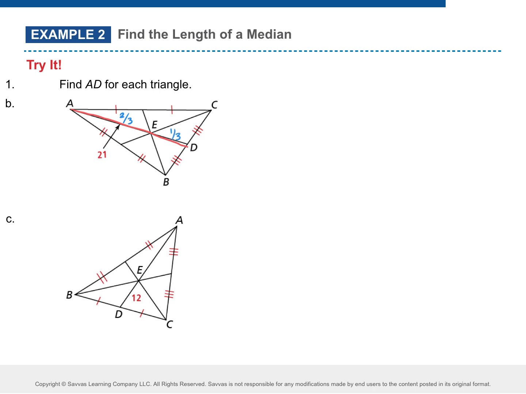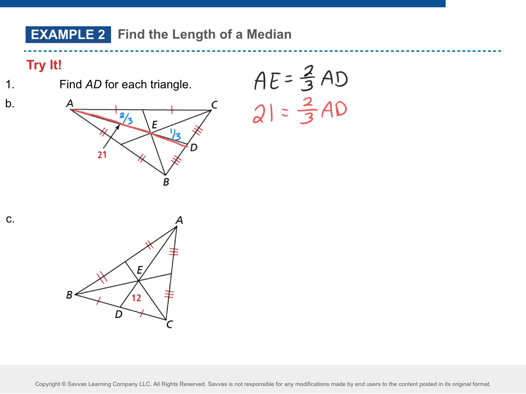Always start with what you're given and work with that. What is an equation I can write to help us solve? Start here. They gave us AE, right? AE equals 2/3 of AD. So now fill in what you know. Do we know what AE is? Yeah. What is AE? 21 equals 2/3 AD. Go ahead and solve that.